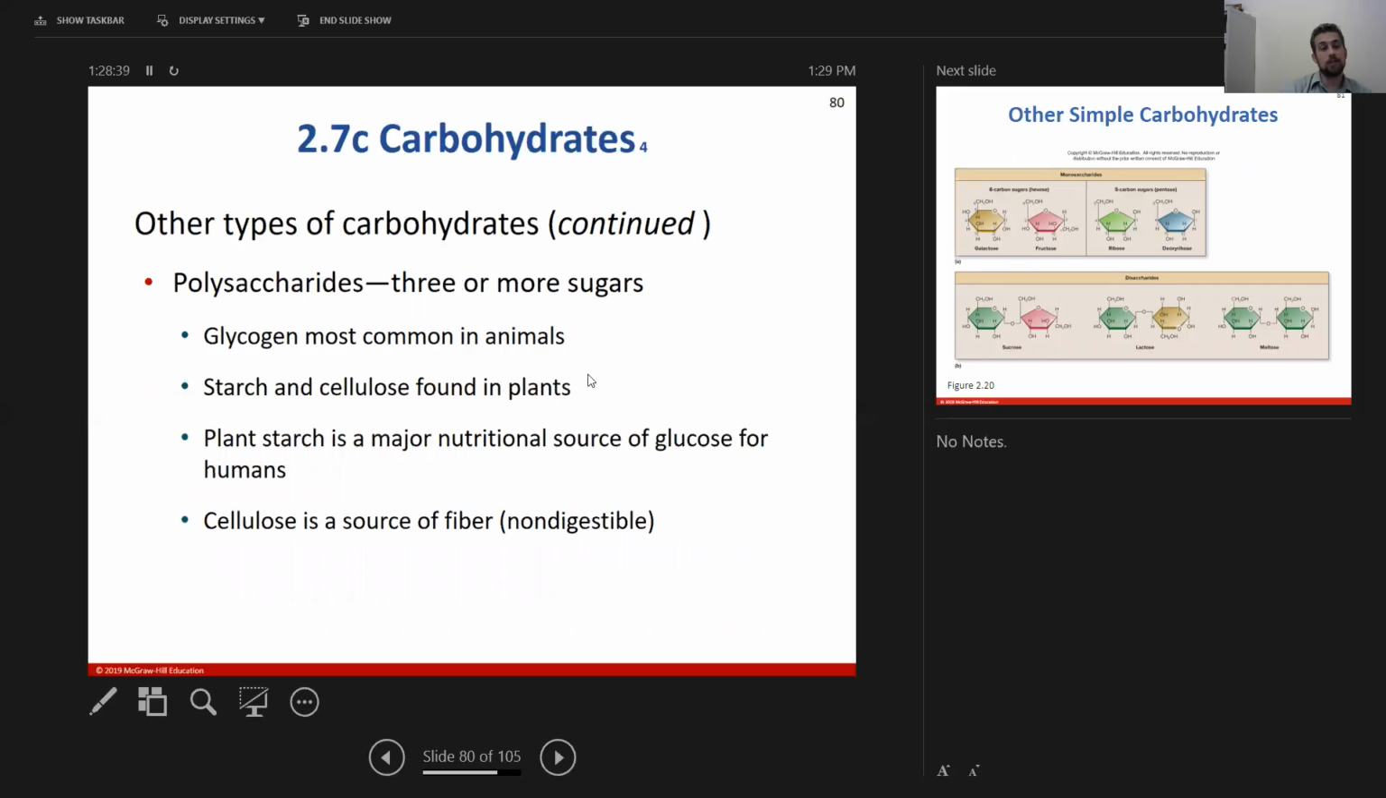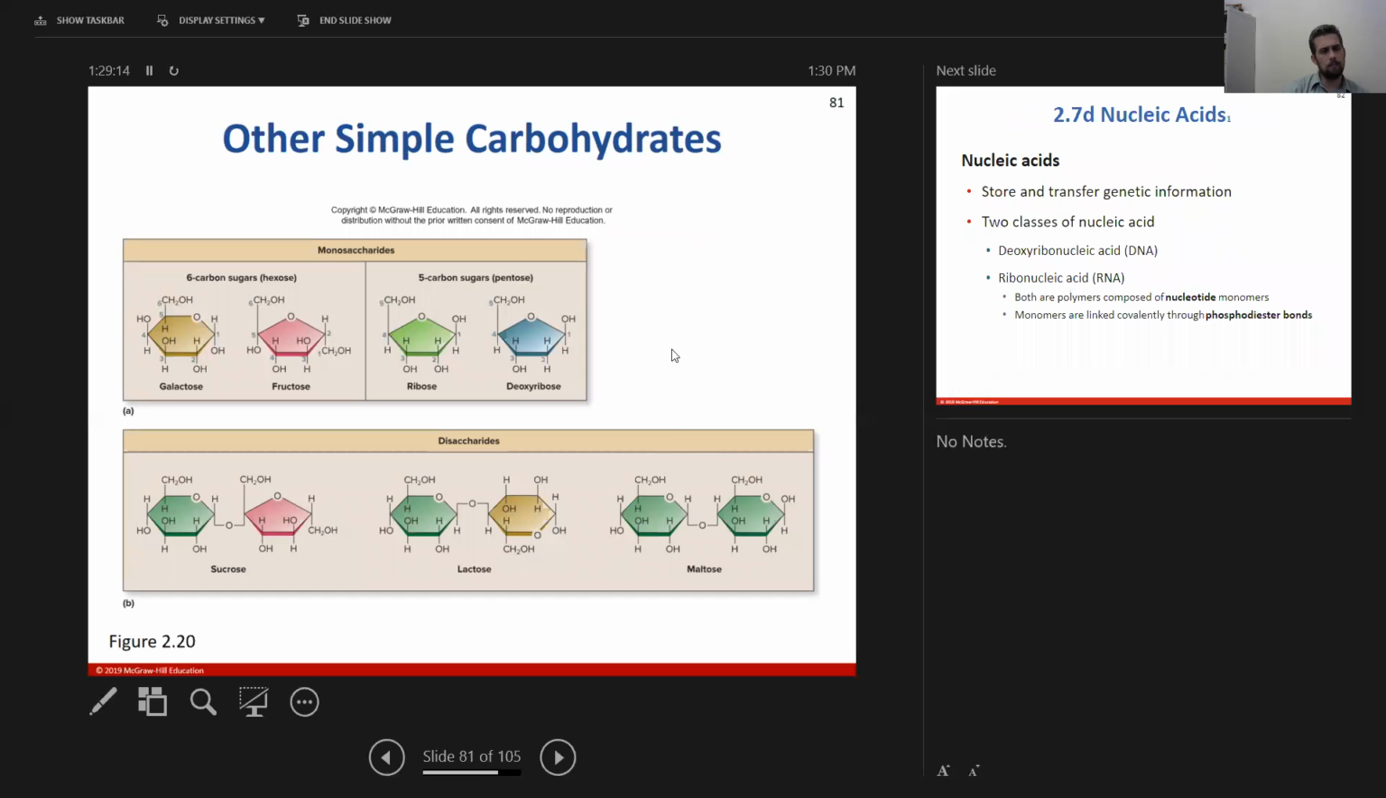So polysaccharides, glycogen is going to be the most common one found in animals. Starch and cellulose are found in plants. So plant starch is a pretty major nutritional source, of course. That's where we get most of our carbs. Cellulose, however, is a little different. It's non-digestible. We don't have the machinery or the symbiotic relationships to digest it. And so it becomes a really great source of fiber. It just sails right through the body, scraping things out. It's good for you.